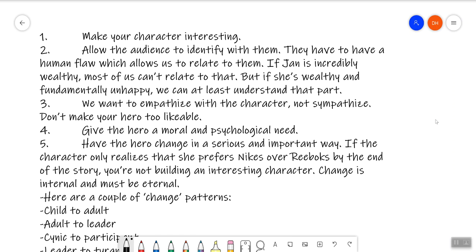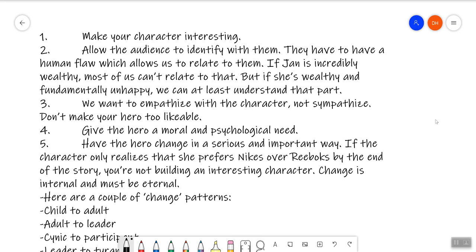Now, number 2, allow your audience to identify with that character. Okay? By identifying with the character, I mean this. They have to be believable. They have to have a human flaw or maybe a couple decent characteristics that allows us to relate to them. If Jan is incredibly wealthy, most of us can't relate to that. Most of us aren't fantastically wealthy. But if she's wealthy and fundamentally unhappy, we can at least understand that last psychological part. So, like I said, wealth would be an external quality, whereas being unhappy, that's internal.